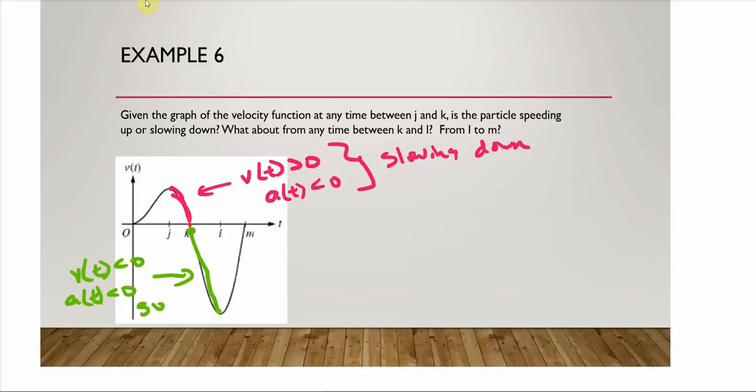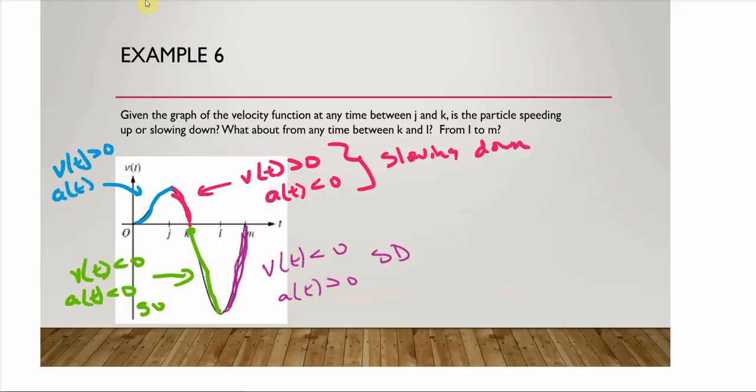And then somebody over here is going to notice that my velocity is less than 0, but my acceleration is greater than 0. And we're going to say that it is slowing down. And in the first part right here, we're going to say my velocity is greater than 0 because it's above the x-axis, and my acceleration is greater than 0. So we're going to say that it's speeding up. So this is the correct way to define it.